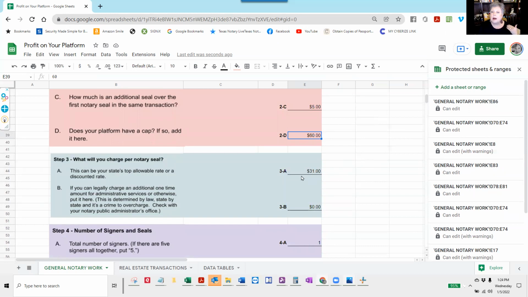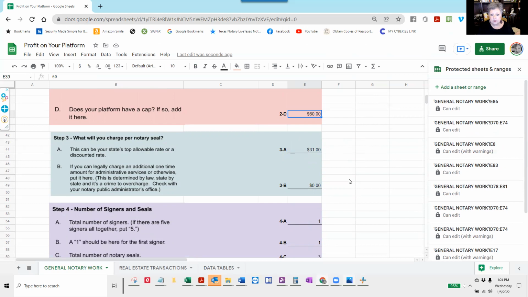What am I allowed to charge per notarial seal? As a Texan, I can charge $31. And so I put that in there.